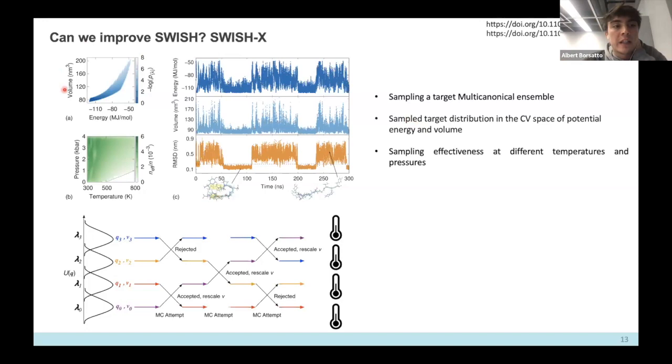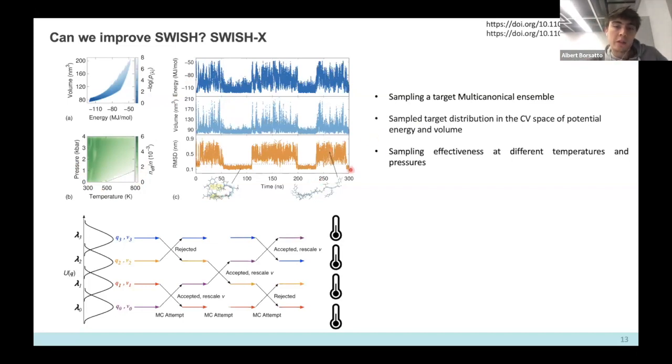So this is the example from the original paper. It is your CV space, your volume and energy. And if you bias this CV space in a smart way, then you can actually sample the corresponding pressure values and temperature values across a range that you select at the beginning. So we can see here that we can actually sample this CV space, and that corresponds to nice folding events in a Chignolin folding simulation, for example.